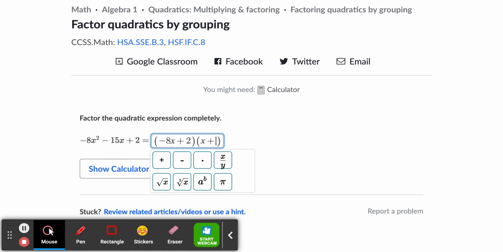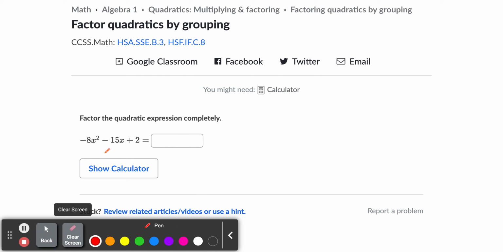So this video is going to show a more bomb-proof method to get straight to the answer. Obviously it's going to take a little bit of understanding, a little bit of work. So there is an a value of negative 8 here, and there's a c value of 2. The first thing we're going to do is actually multiply these two, and that's going to be equal to negative 16.